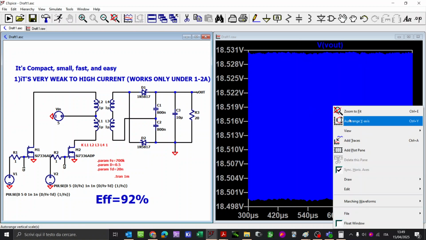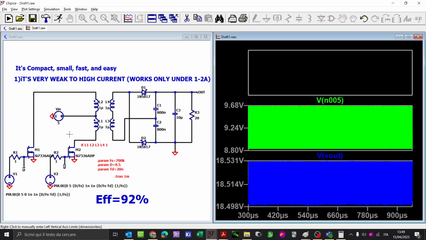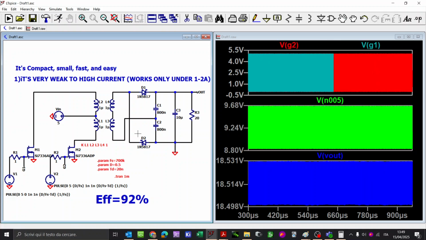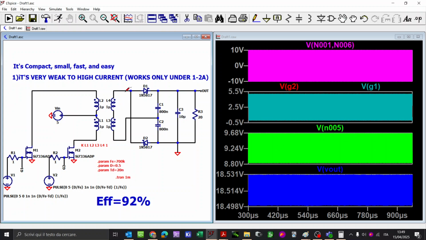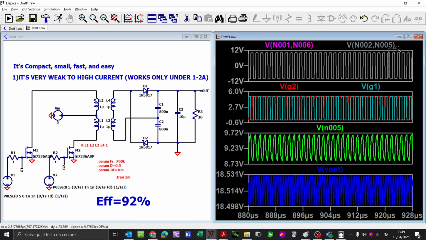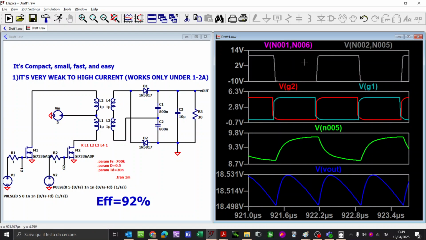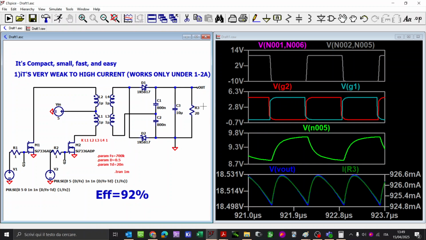I will leave you with some useful waveforms: this point here, and of course G1 and G2, and the primary and the secondary, all zoomed to the point of interest, like this, and of course the load current. I think that we can end the video now.